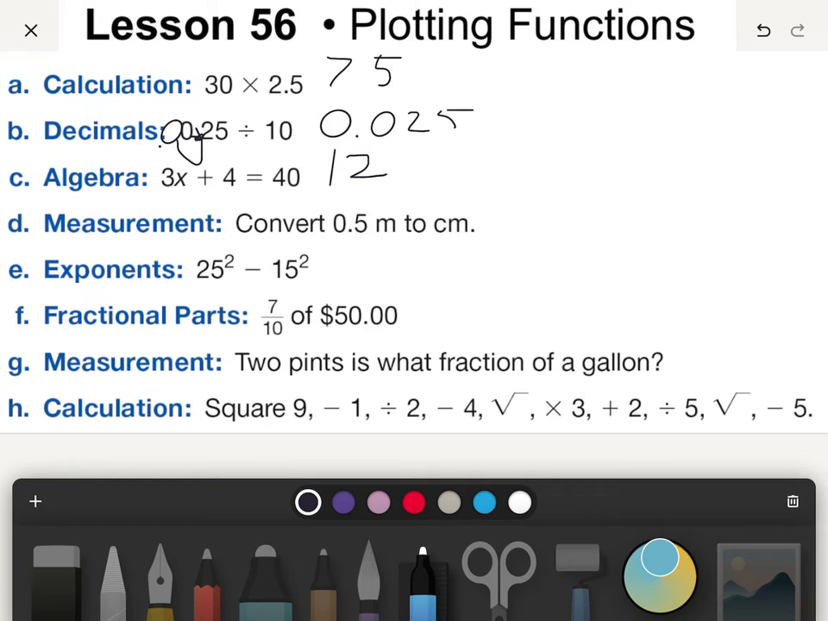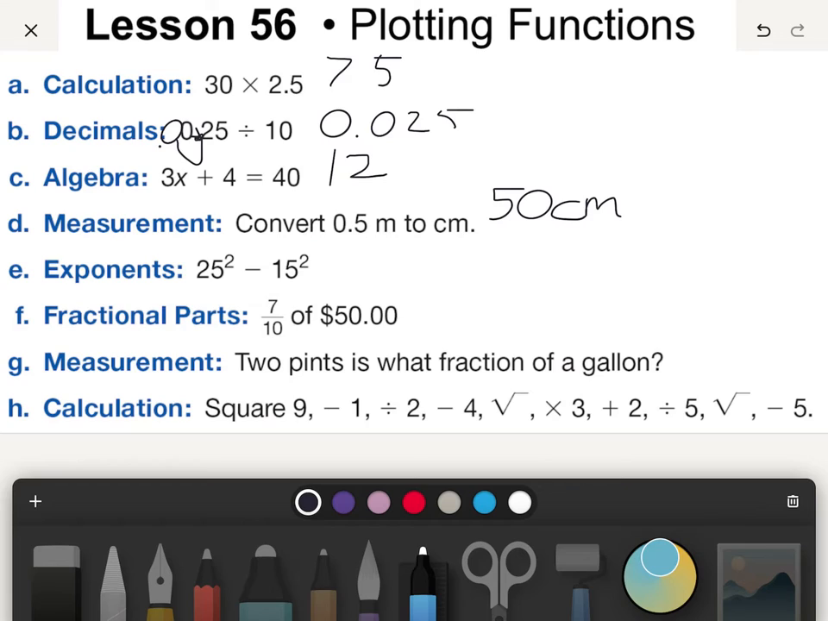And then metric conversions. Okay. So this is just times 100. So 5/10 would end up being 50 centimeters. 100 centis in a meter, so half of that.